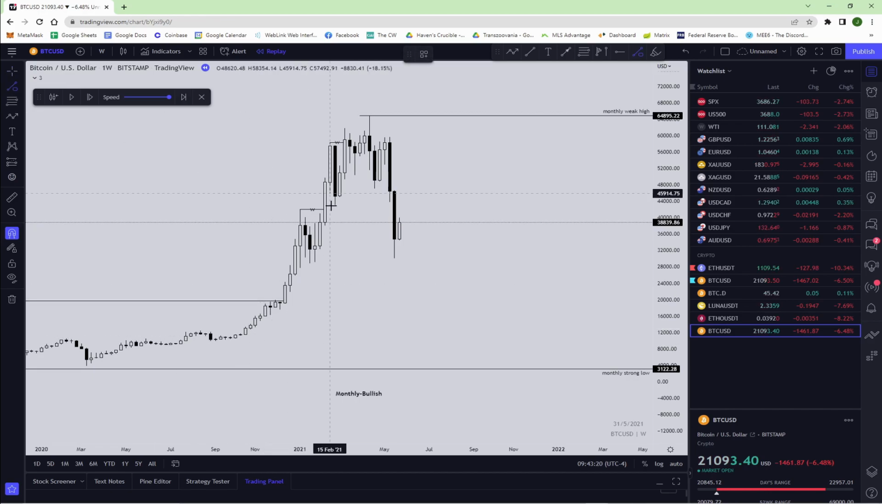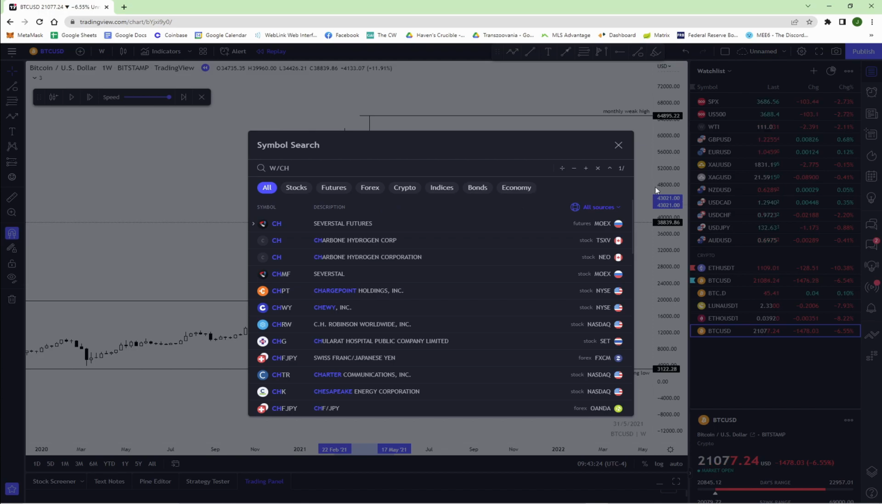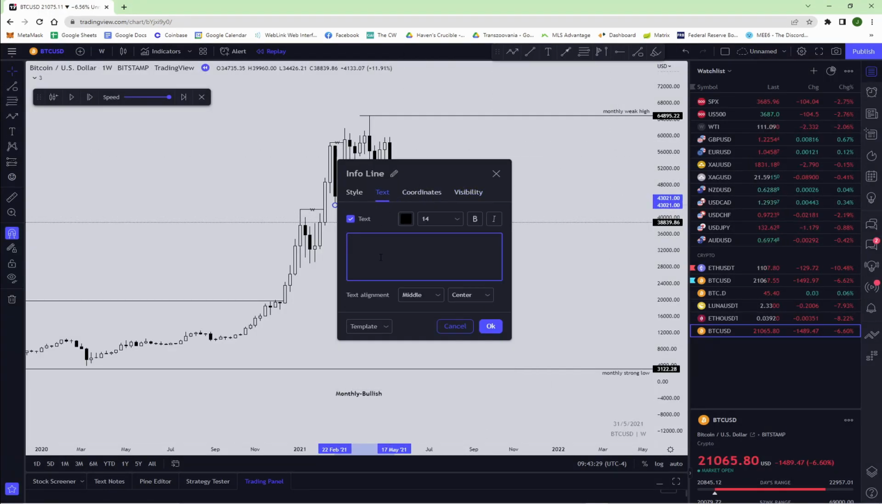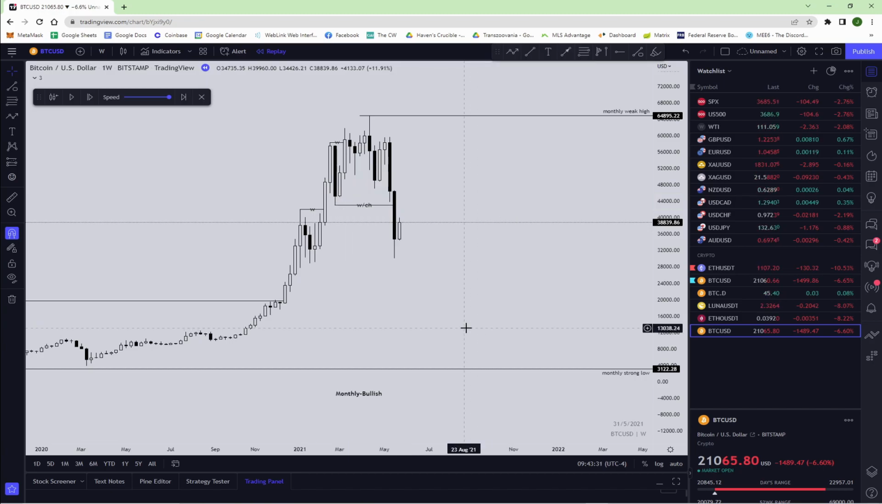This level got broken, so we just had a change of character. So we're going to do weekly CHoCH. Remember, we're waiting for that candle to close. If it wicks it, it doesn't count. So now we have a weekly CHoCH.